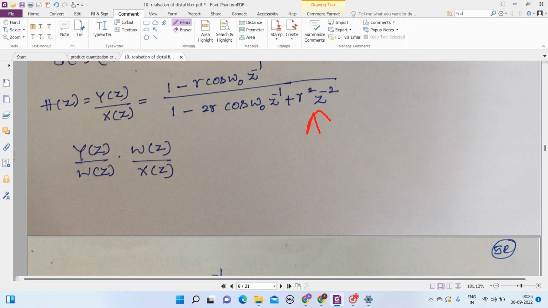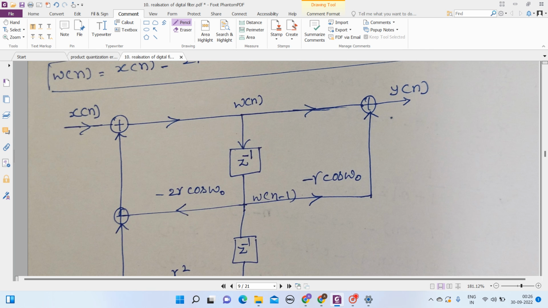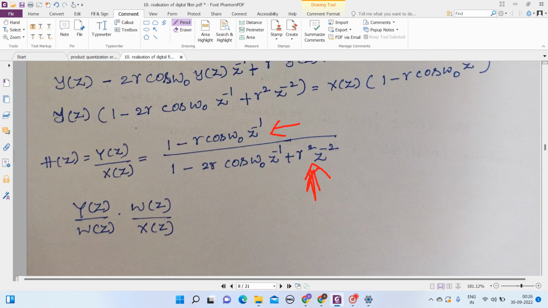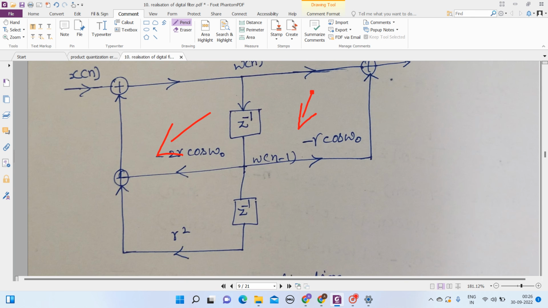See here, this equation exists in the first half of the structure. This equation exists at the second half of the structure. This is the second half, the numerator equation. This is our denominator equation, right? Numerator, denominator. 1 minus 2r cos omega naught z to the power of minus 1 plus r squared z to the power of minus 2 is the denominator equation. This is the numerator equation.